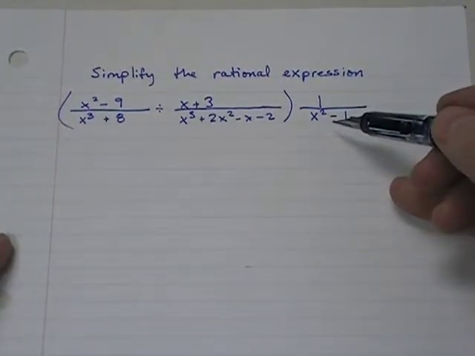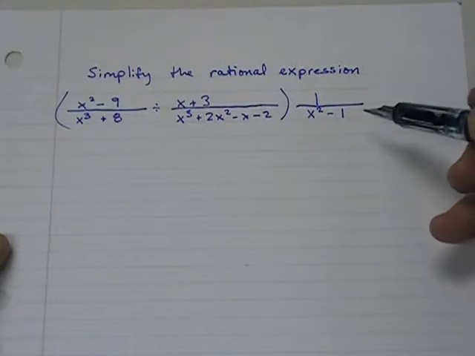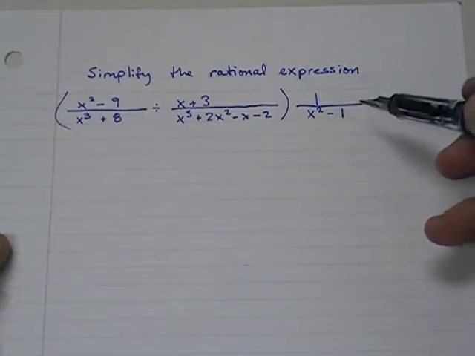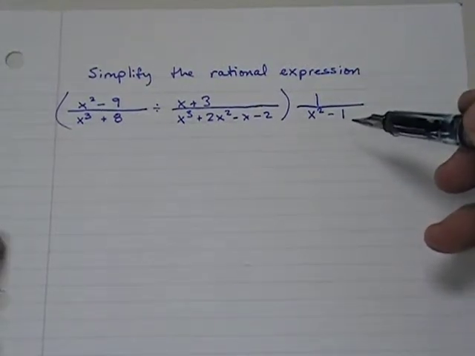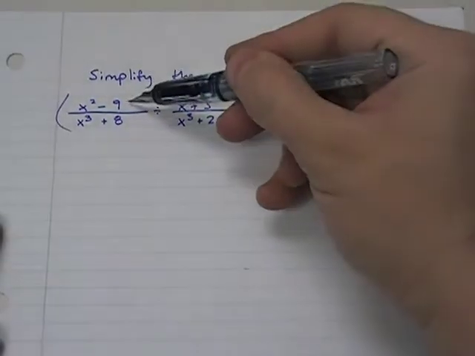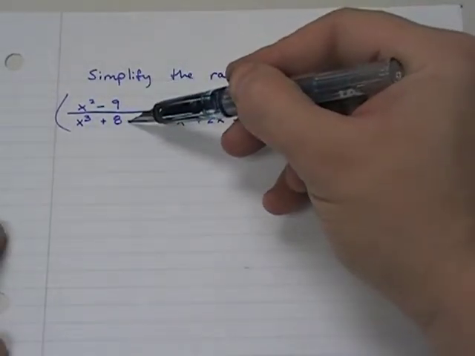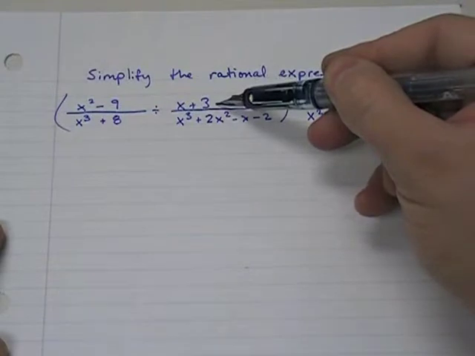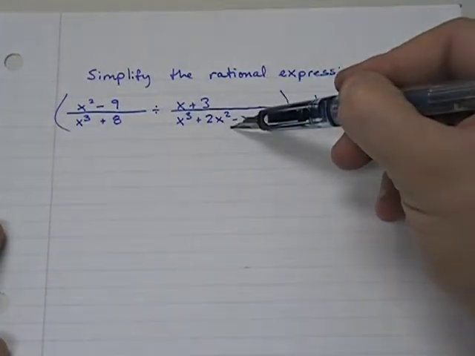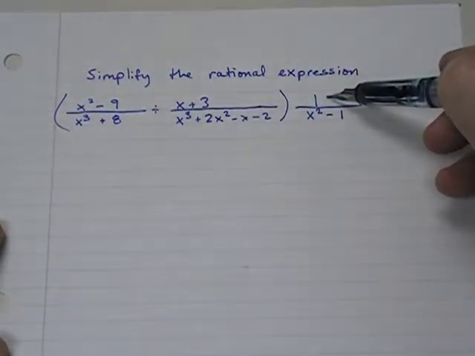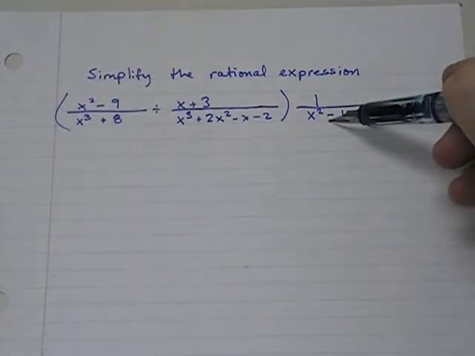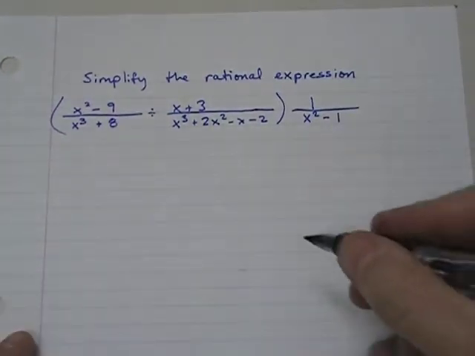And the first step in any rational expression problem where you have to simplify it is to factor any polynomial that can be factored. And so I look here and I have a difference of squares. Here I have a sum of cubes. This cannot be factored. This can be factored. This cannot be factored. And this can be factored. So I'm going to go through and factor each of these.